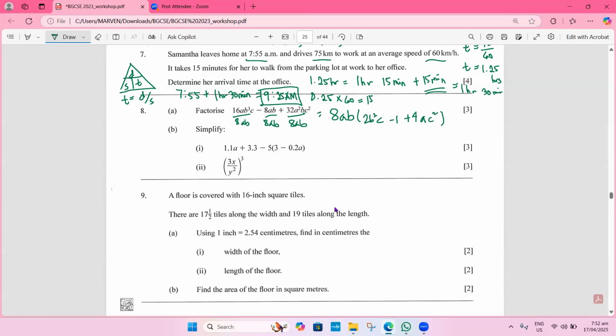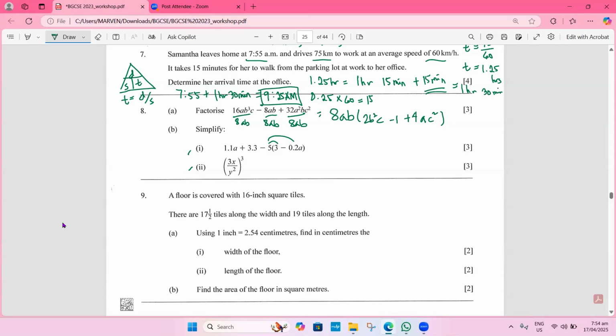I'll give you a minute to answer letter B, I, and double I. So simplify the following expression. A minute, please. You can write the answer on the chat box, or you can say your answer directly. Okay, that's already a minute. So what's your answer in B I? The answer should be 2.1a minus 11.7.